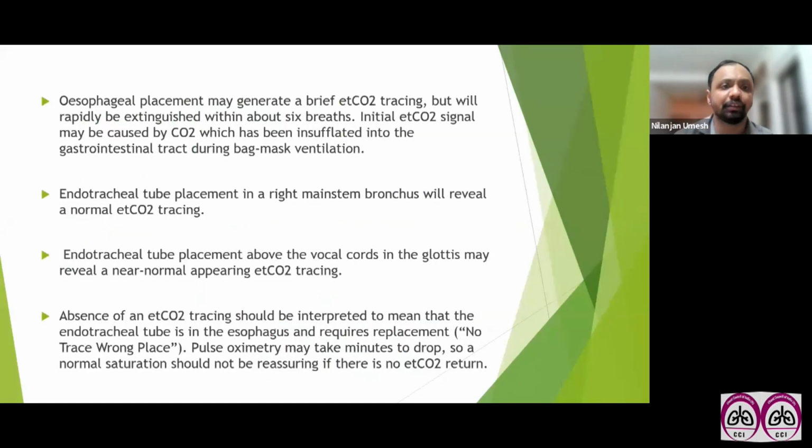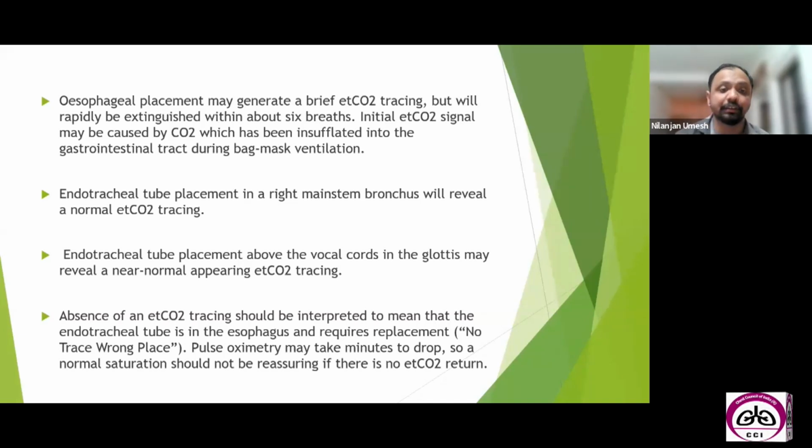Some other salient points: esophageal placement may also generate a brief EtCO2 tracing, but it will rapidly be extinguished within about 6 breaths. The initial EtCO2 signal may be caused by carbon dioxide which has been insufflated into the GI tract during bag and mask ventilation. Even endotracheal tube placement in a right mainstem bronchus will also reveal a normal EtCO2 tracing. That's important to note. ET placement above the vocal cord in the glottis may also reveal a near normal appearance of the EtCO2 tracing.